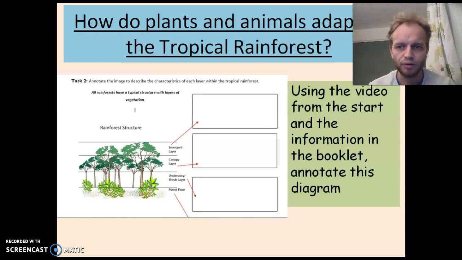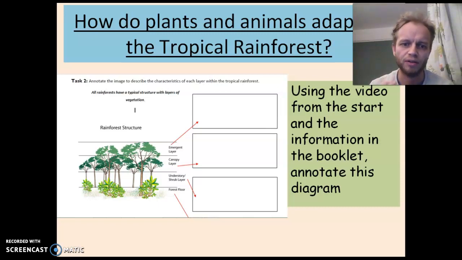From the video that you saw earlier, and you might want to load that up again and have another look, and the information in your booklet, I want you to annotate each of the different layers. So what's going on in the emergent layer? What are the kind of animals that you can see? What are the plants like? And also think about why they are the way they are.